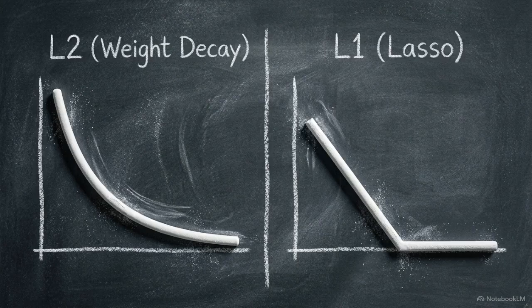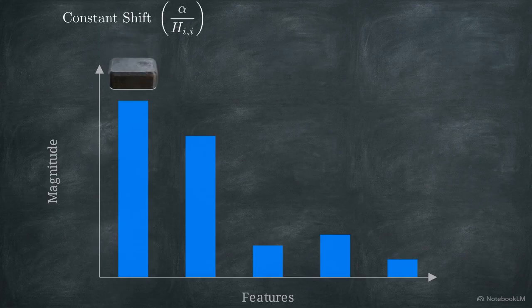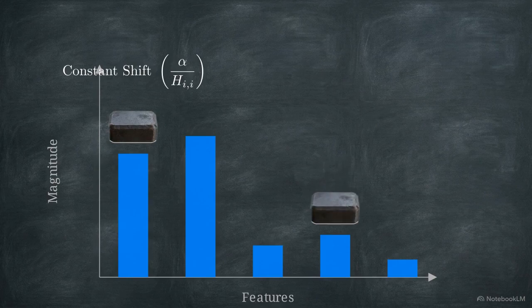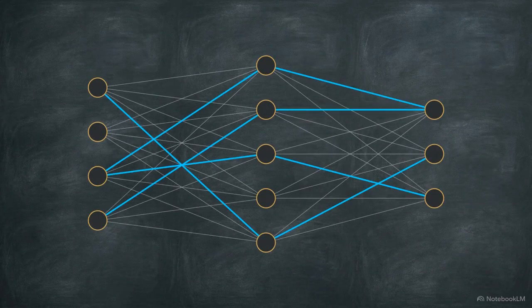Assuming a diagonal Hessian where our input features are uncorrelated, the analytical solution reveals the difference. L1 does not multiply the optimal weight by a fraction, it subtracts a constant shift, determined by the penalty divided by the Hessian's diagonal. If the original unregularized weight happens to be smaller than this calculated shift, the penalty completely overpowers it. The value is forced exactly to 0. This exact 0 condition is called sparsity.